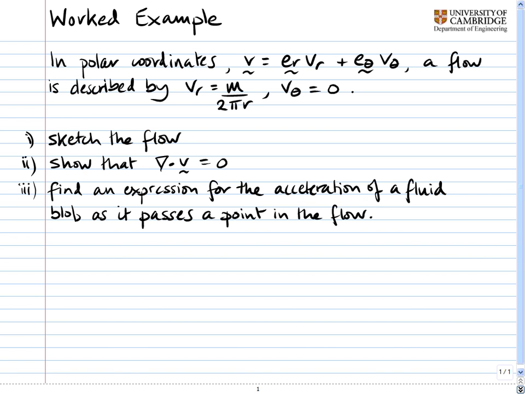In polar coordinates, where the velocity vector is e_r v_r plus e_theta v_theta, a flow is described by v_r equals m over 2 pi r, v_theta equals 0. 1. Sketch the flow. 2. Show that div v equals 0. And 3. Find an expression for the acceleration of a fluid blob as it passes a point in the flow.